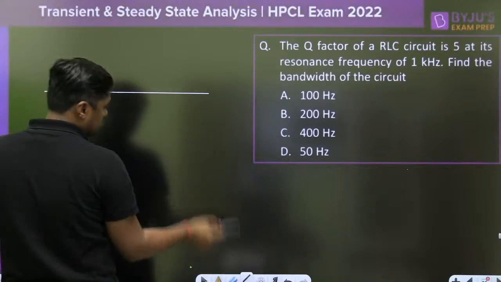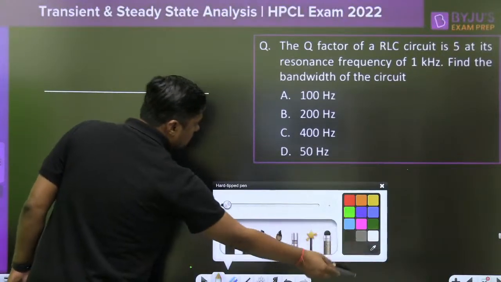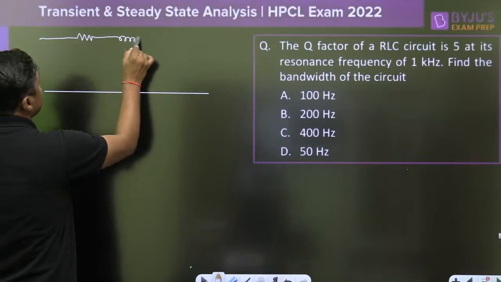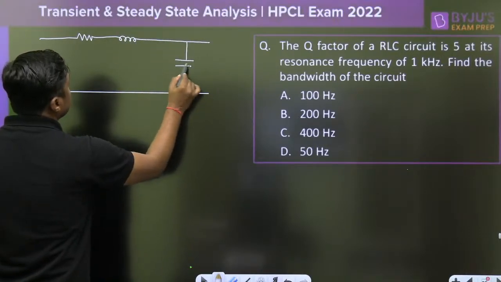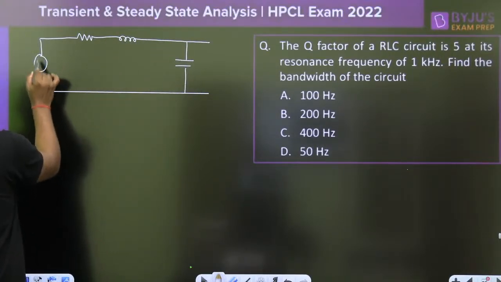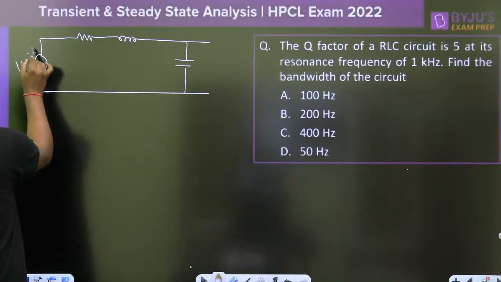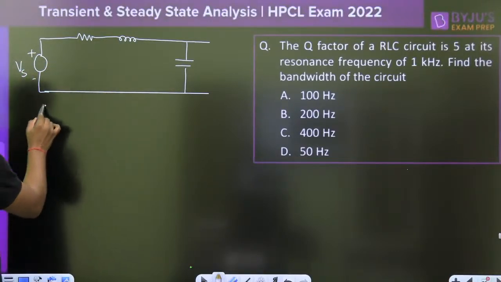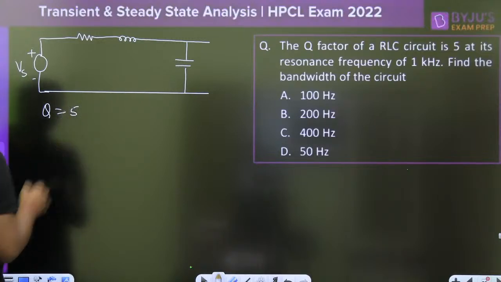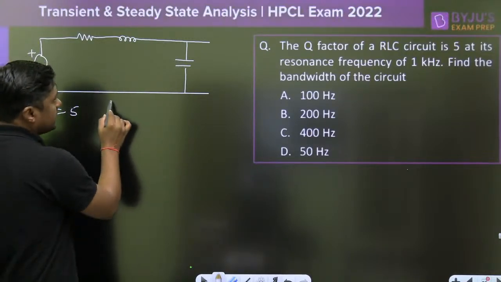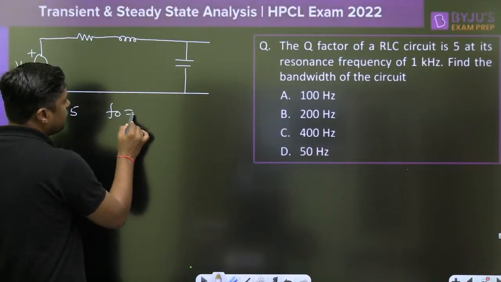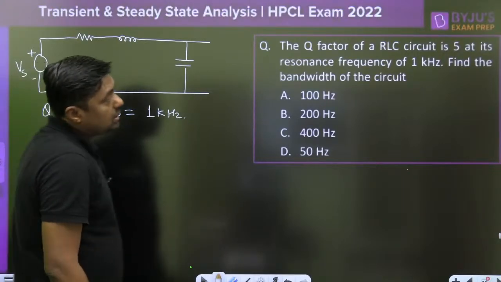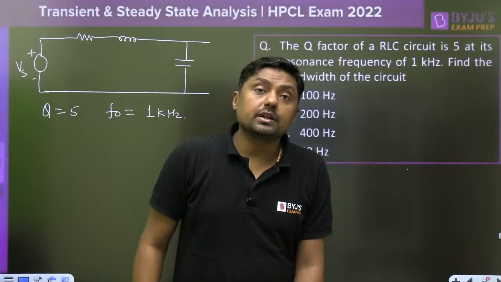Give me the answer. We are applying the voltage here. The quality factor is given as 5. The resonance frequency is given in hertz, f0 is equal to 1 kHz. Find the bandwidth of the circuit.